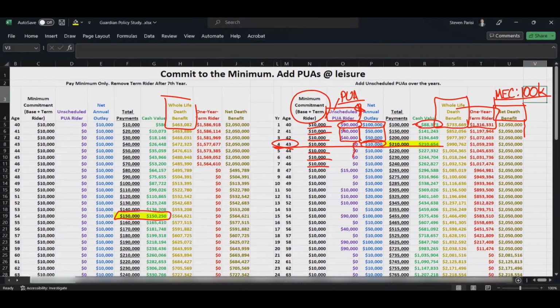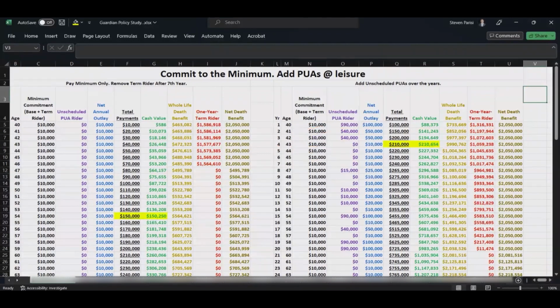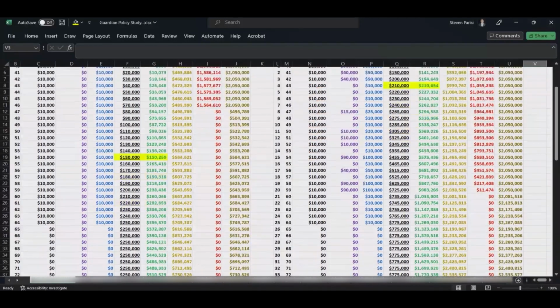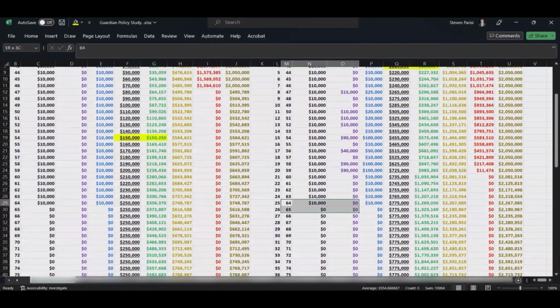So then what we did here, some years add additional funds into PUAs. Have a couple years where we go back up to 100K and it gets a total, let's scroll down here, of just over $750,000 into the policy. 775 to be precise, funds it up until age 65. And there's our cash value. Death benefit, what's interesting here is as the term rider naturally decreased, we now have all whole life insurance.